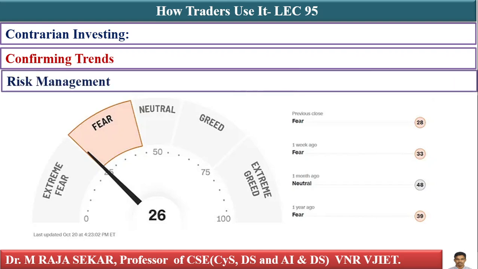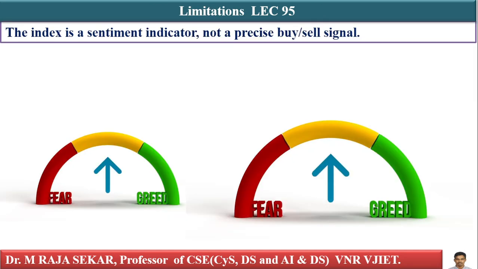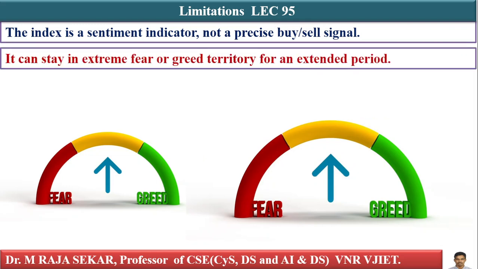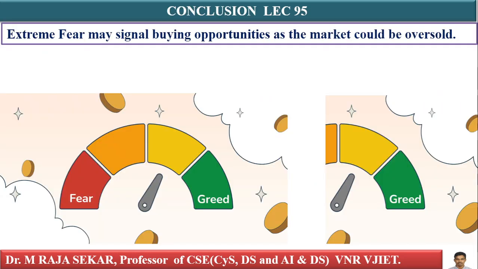Risk management helps traders to assess whether the market is in a bubble, extreme greed, or in an oversold condition, extreme fear. Why is it important? Anybody can understand this. It's a market timing sentiment analysis. Limitations: the index is a sentiment indicator, not a precise buy or sell signal. It can stay in extreme fear or greed territory for an extended period.